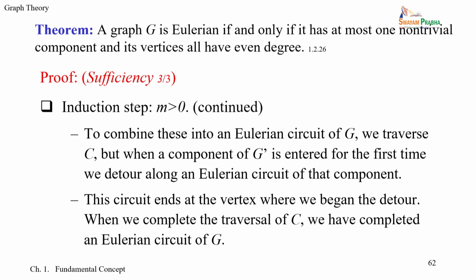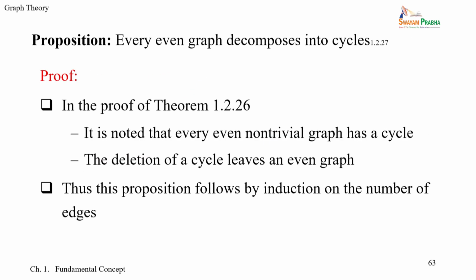So, a graph is Eulerian if and only if it has at most one non-trivial component and all degrees are even. For the sufficient part, using induction with m positive, we combine these into an Eulerian circuit of G. We traverse C, and when a component of G' is entered for the first time, we detour along an Eulerian circuit of that component. This circuit ends at the vertex where we began the detour. When we complete the traversal of C, we have completed an Eulerian circuit of G.